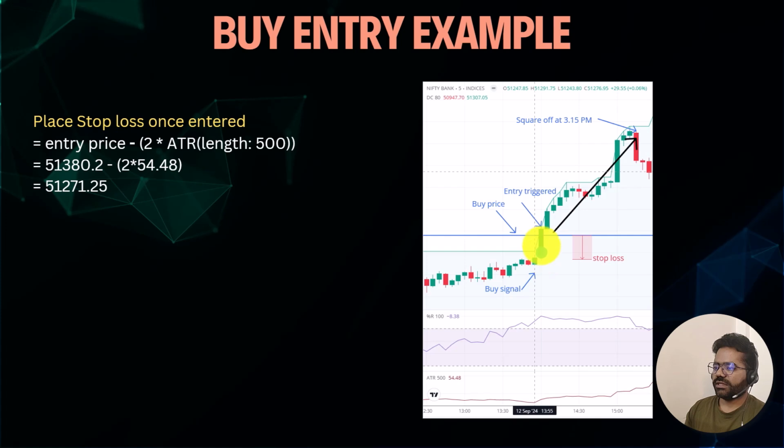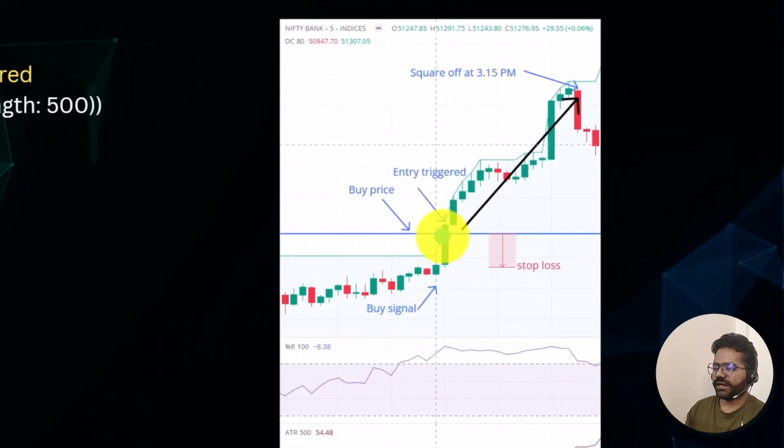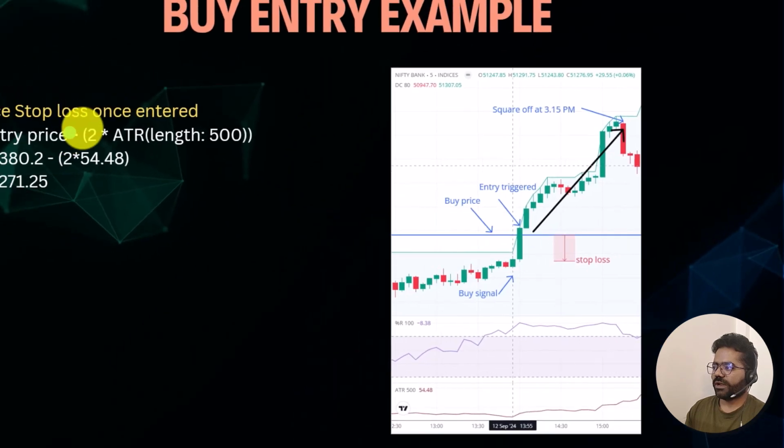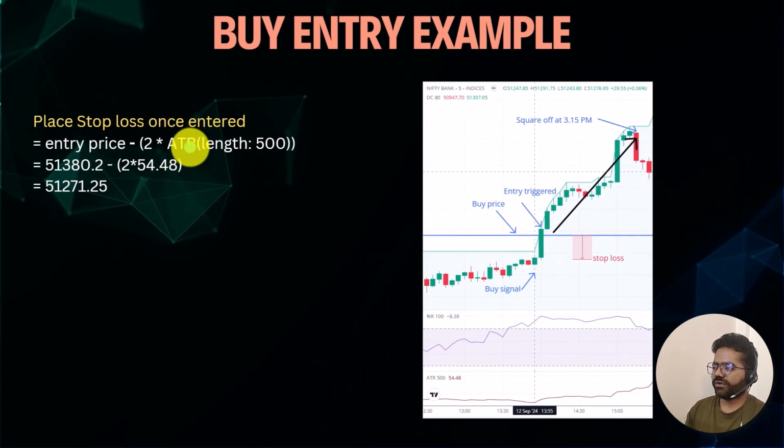As you can see in this candle, the buy price is triggered and then we have successfully entered into the position. For the stop loss, the formula is entry price minus 2 times of ATR. The reason for using 500 for the stop loss is to capture the long-term volatility. With this formula, we are getting 51271. So it comes roughly at this place.